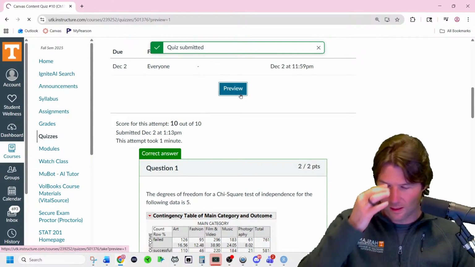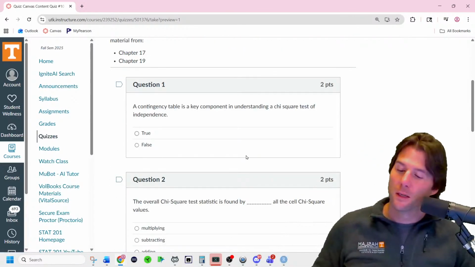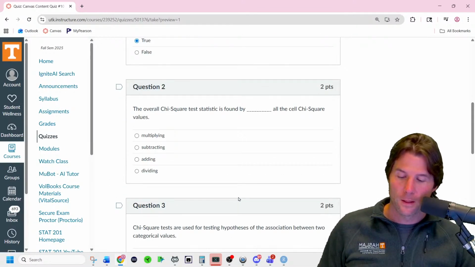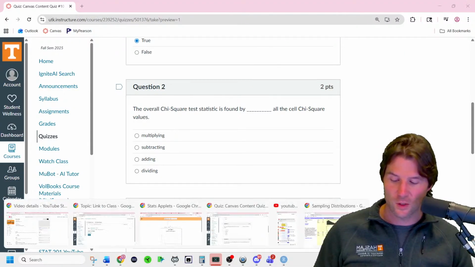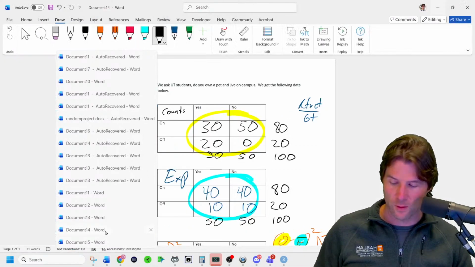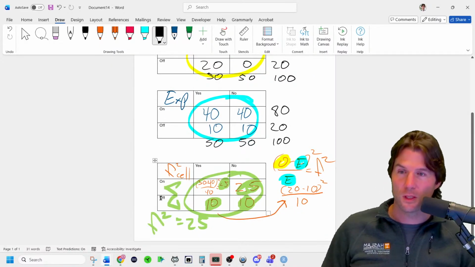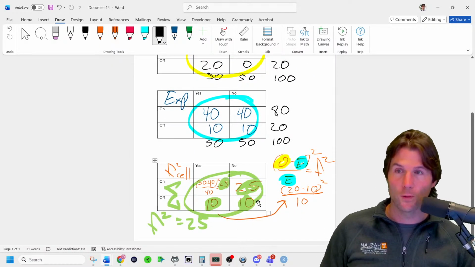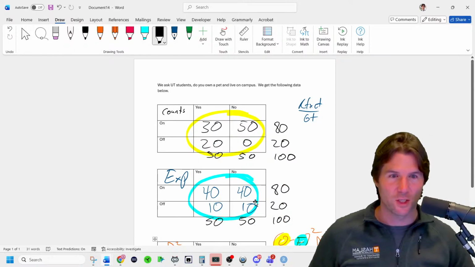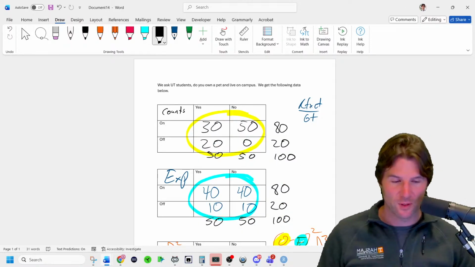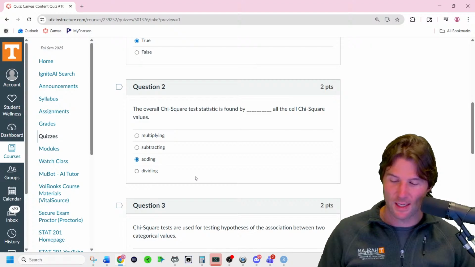We did that one so quick. A contingency table is a key component. True. The overall chi-squared is found by what? A, B, C, or D. What do you do with the cell chi-squareds to get the overall chi-squared? We did this today. It's just good practice and memorization: you add them up, you sum them up. Exactly. So it's the adding up of them.